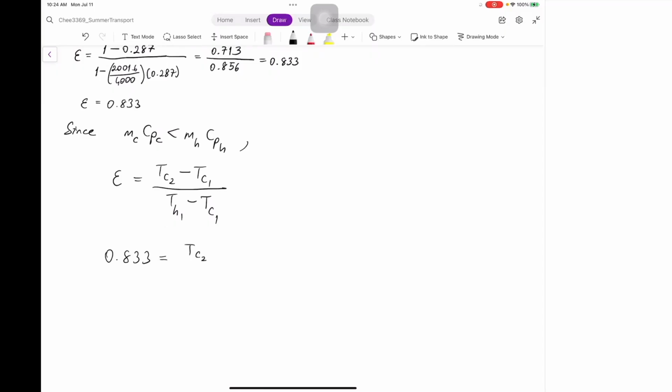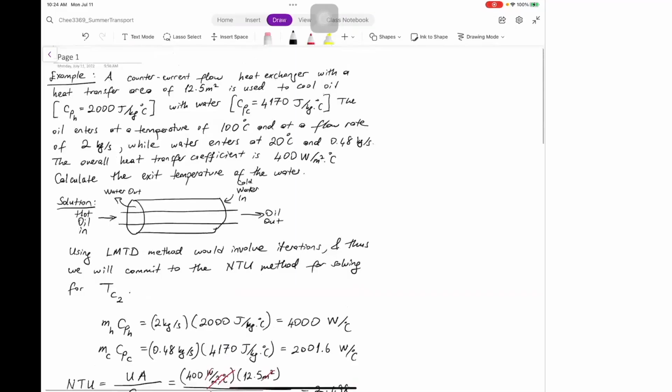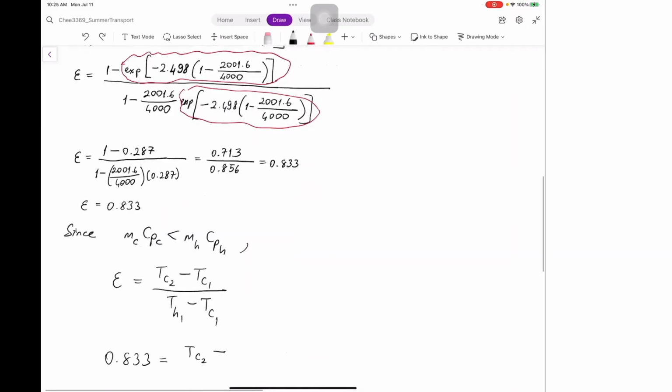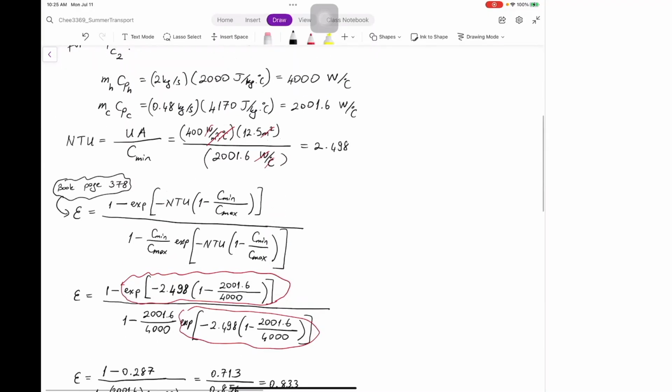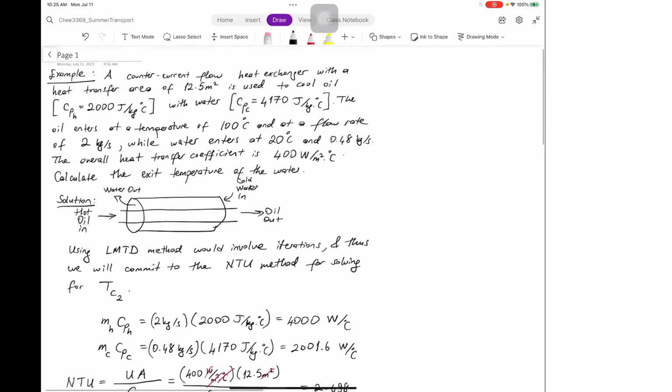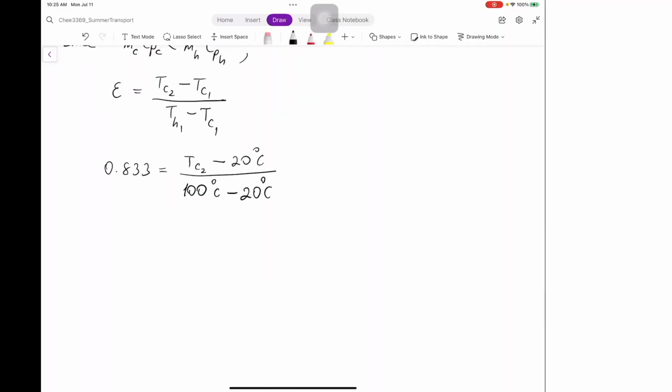TC2, we don't know, right? Minus TC1 is the water inlet temperature, right? Let's see, where is that? Yeah, the water inlet temperature is 20 degrees centigrade divided by T hot 1. T hot 1 is 100, right? The oil enters at 100 degrees centigrade. 100 degrees centigrade minus TC1, which is 20 degrees centigrade. Okay.